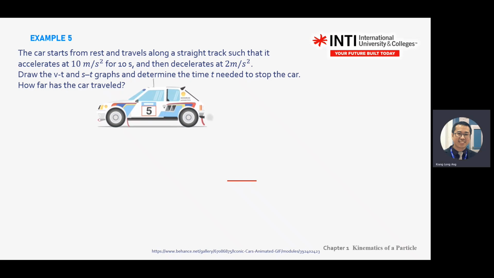Let's say your m equals 1. What is the acceleration at 5 seconds? 5 meter per second square. Try to answer, where can you find 5 meter per second square in the statement here? What does it mean? It accelerates at 10 meter per second square for 10 seconds. What does this statement mean to you?